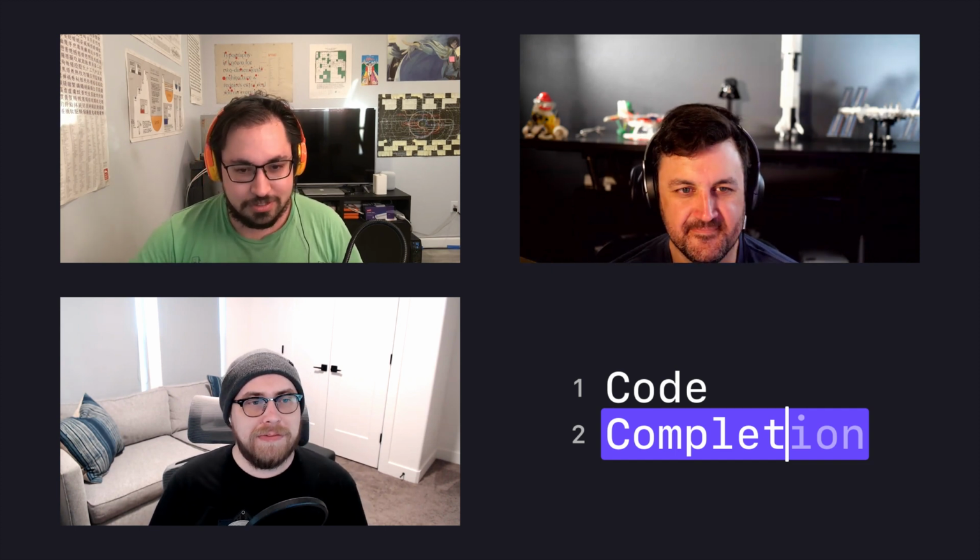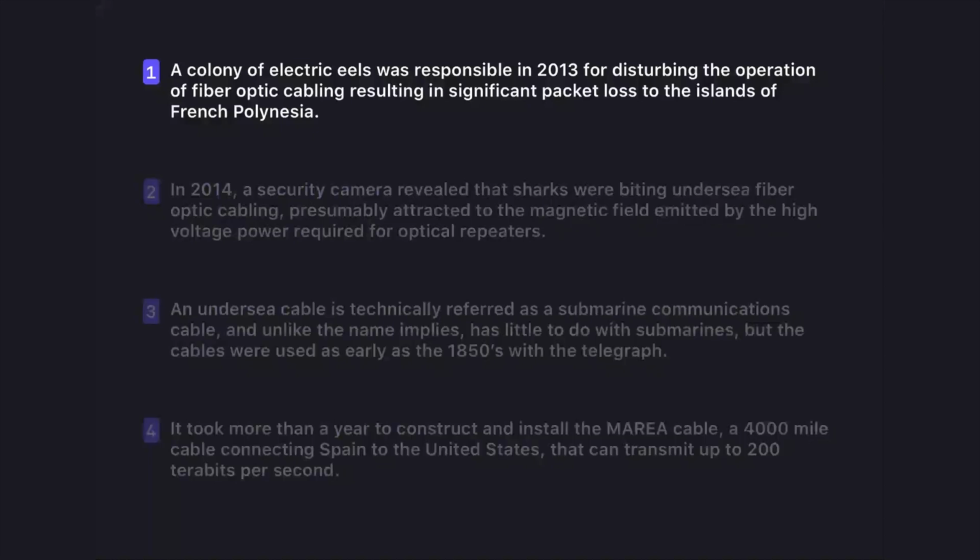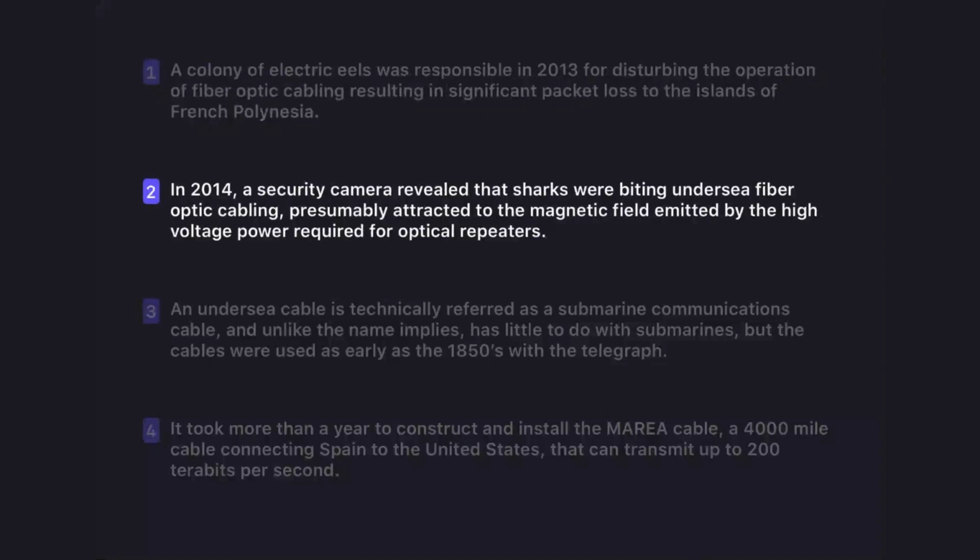So let's bring that up. And let's start with statement number 1. A colony of electric eels was responsible in 2013 for disturbing the operation of fiber optic cabling, resulting in significant packet loss to the islands of French Polynesia. Statement number 2. In 2014, a security camera revealed that sharks were biting undersea fiber optic cabling, presumably attracted to the magnetic field emitted by the high voltage power required for optical repeaters.